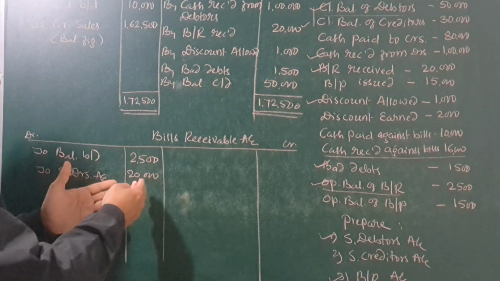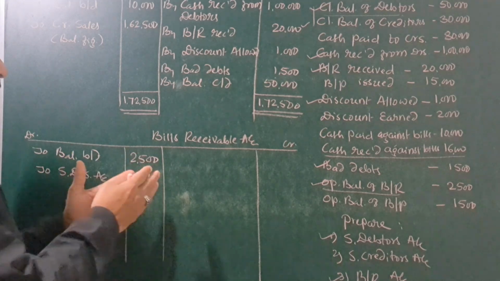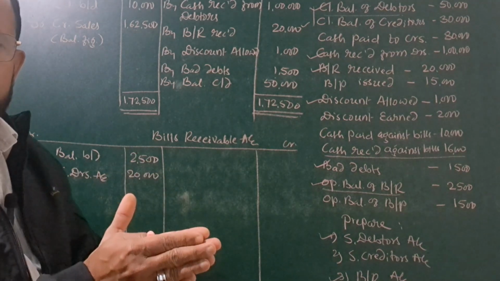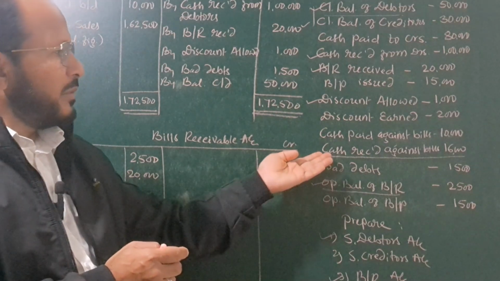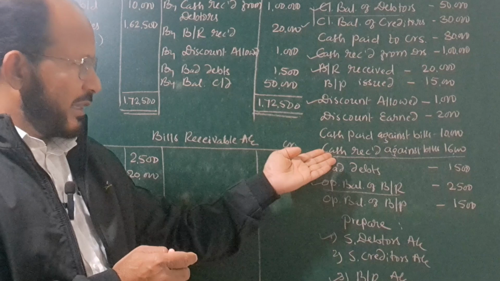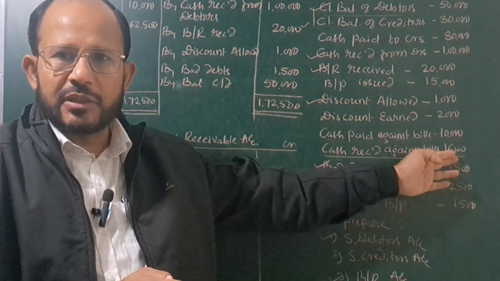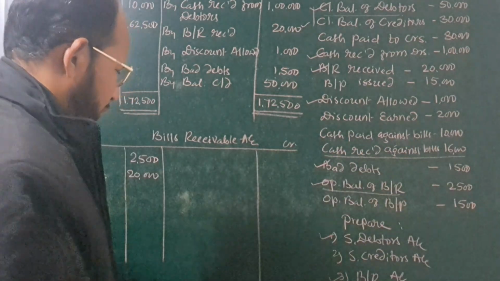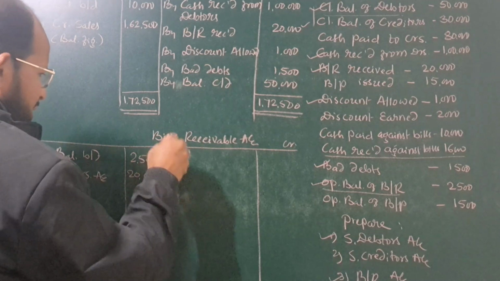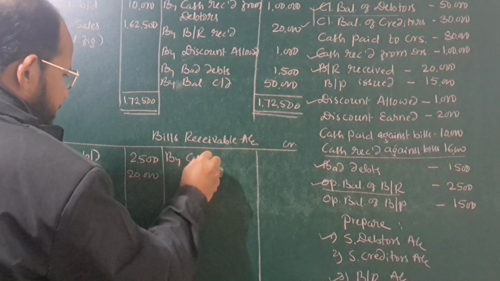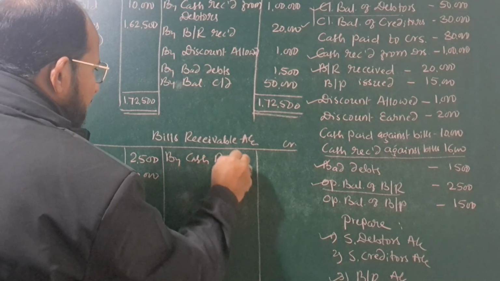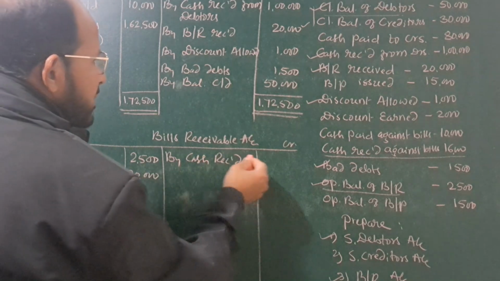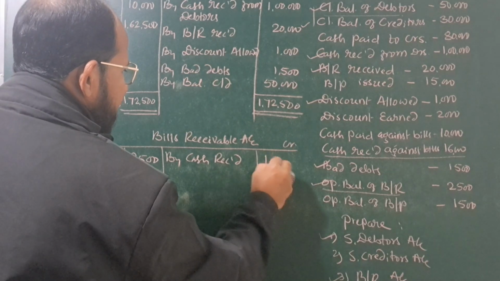Just you see here, total 22,500 worth bills were there with us. Then we sent some bills on the due date, and the debtors paid the amount of rupees 16,000 during the current year. Therefore, whenever cash is collected against the bills, we have to write on the credit side by cash received against bills. What is the amount? Rupees 16,000.